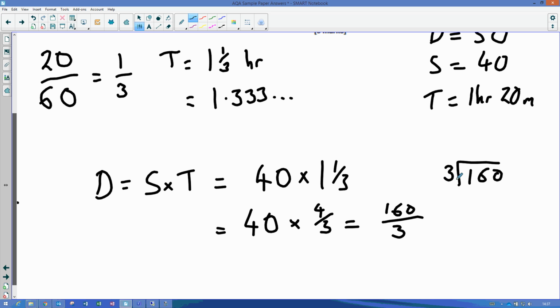3 into 1 doesn't go, 3 into 16 goes 5 with 1 over. 3 into 10 goes 3 and 1 over. 3 into 10 goes 3 again, and you can see we're going to keep getting 3s, so this is 53.33 recurring. This is our distance, so we're in miles.